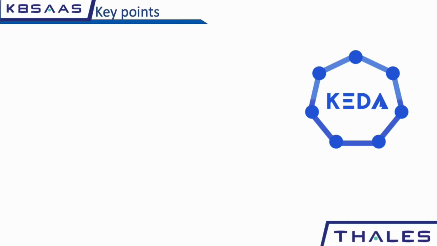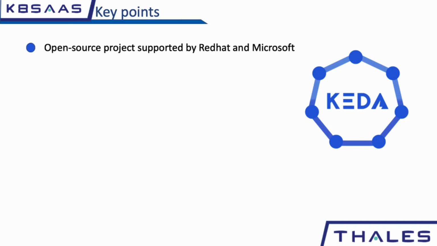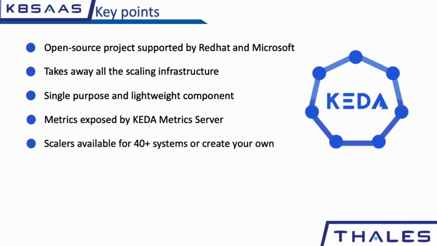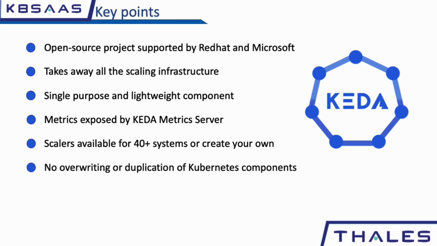Here are all the key takeaway points. Keda is an open source project originally created by Red Hat and Microsoft. It takes away all the scaling infrastructure and manages everything for you. It's a single-purpose and lightweight component that can be added to any Kubernetes cluster. The Keda metrics server exposes a variety of metrics that can be queried directly using the Kubernetes command line or Prometheus. There are about 50 scalers already available within Keda, and it is really easy to create your own. Keda extends Kubernetes functionality without overwriting or duplication.